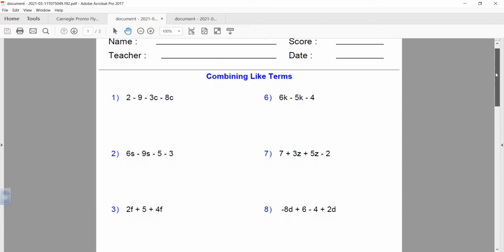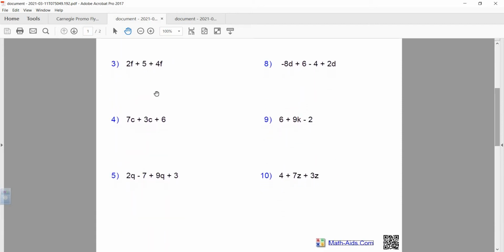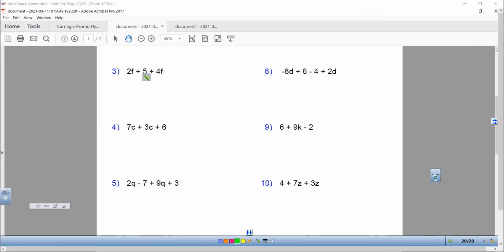All right, so I'm going to jump around on this page because they do not go from easiest to hardest. So I'm going to start right here with number 3. So here we go. I have 2f plus 5 plus 4f. First thing I'm going to do is look for those like terms. So I have 2f here and I have 4f here.